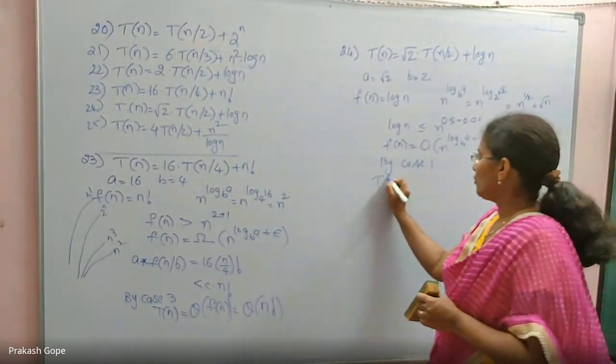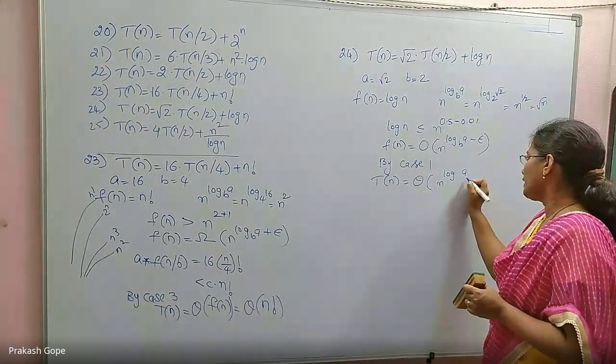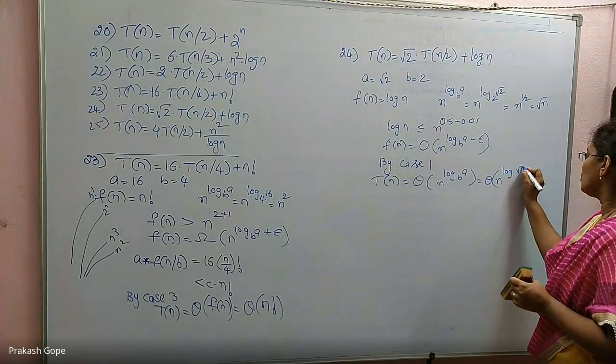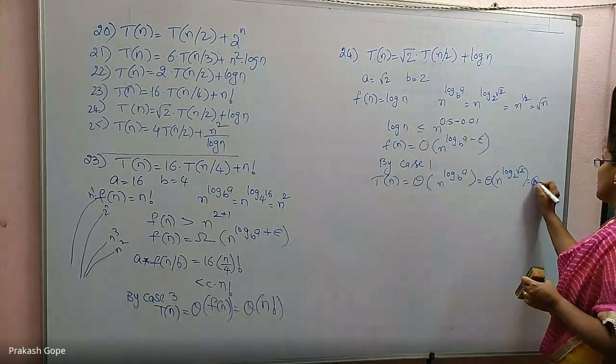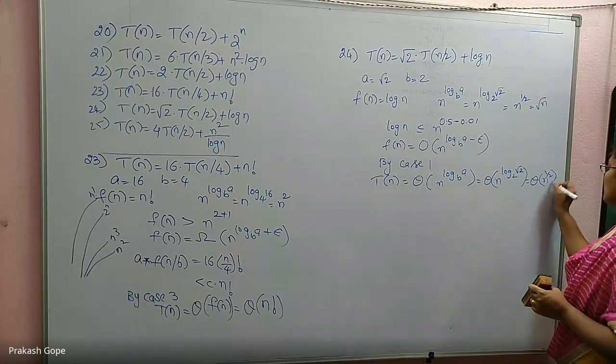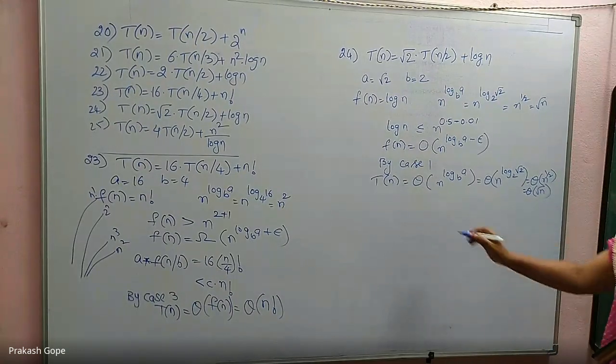By case 1, T of n is equal to theta of n power log a to the base b. Theta of n power log root 2 to the base 2, which is theta of n power 1 by 2, which is like root n. So the answer is root n.